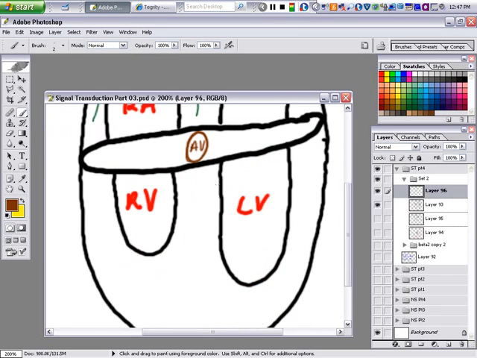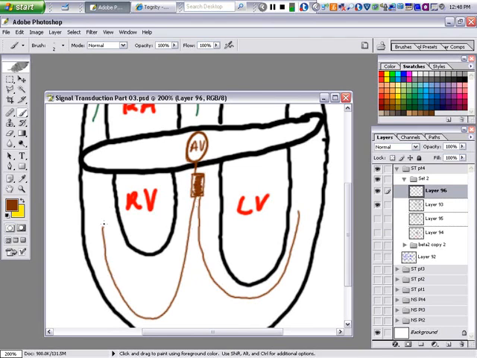Now it is connected to nerves. So there's going to be a big clump of nerves, a big bundle of nerves right here. We'll give it a name later. And then it's going to send out nerve fibers to all parts of the ventricle.